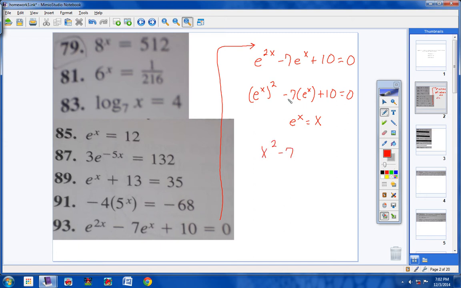Minus 7. And then next, notice I have e to the x. So where e to the x is, I'm going to put an x. Now look what I have. I have a quadratic equation. And I can factor this.